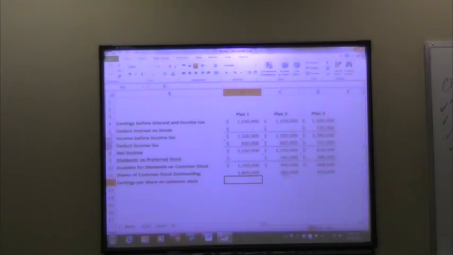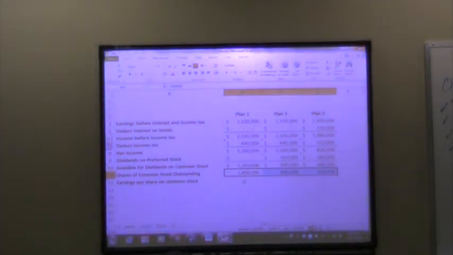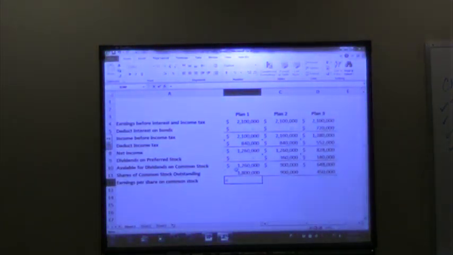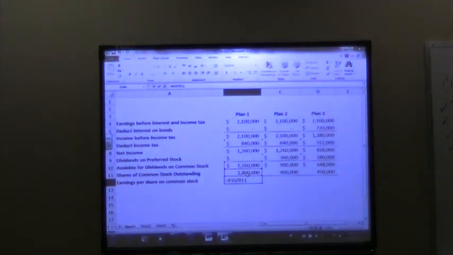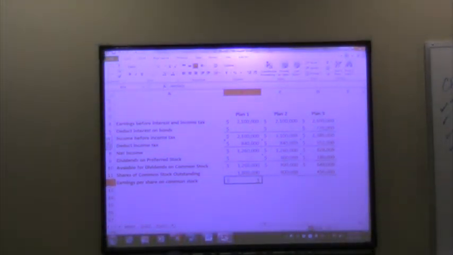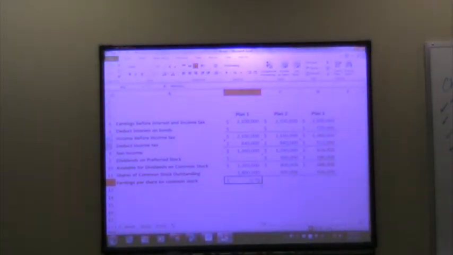All right, then I can figure out my earnings per share. All I'm going to do now is take each of those values, take this number divided by this number here, and I will have to change my values. There we go.